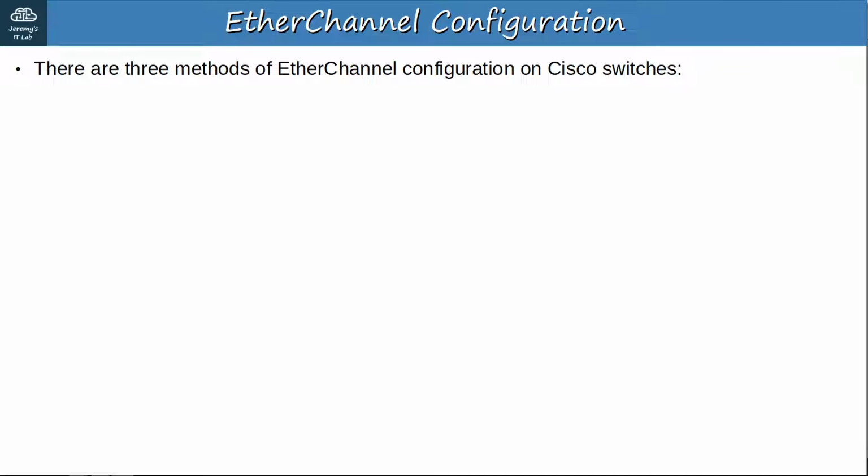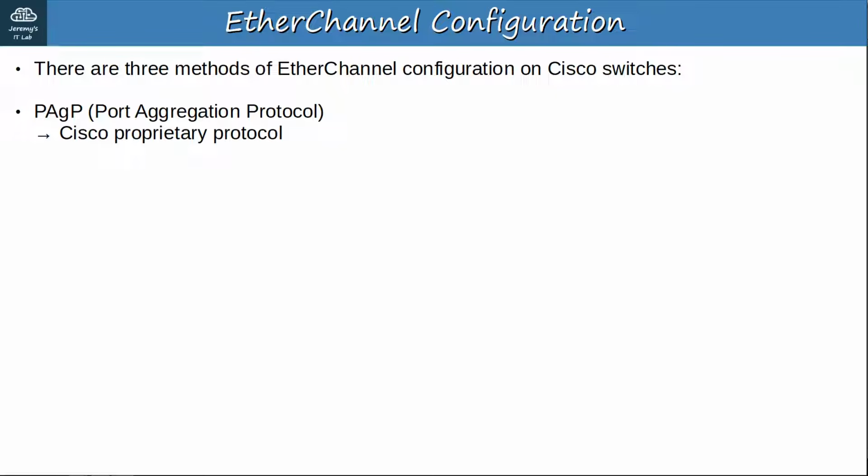Now let's get into actually creating an EtherChannel between two switches. There are three methods of EtherChannel configuration. First up is PAgP, which stands for Port Aggregation Protocol. It is a Cisco proprietary protocol, so it can only be used on Cisco switches. If you're trying to form an EtherChannel with a Juniper switch, for example, you can't use PAgP.